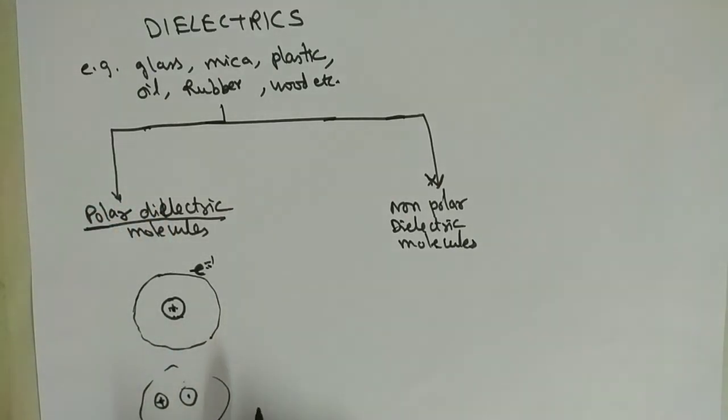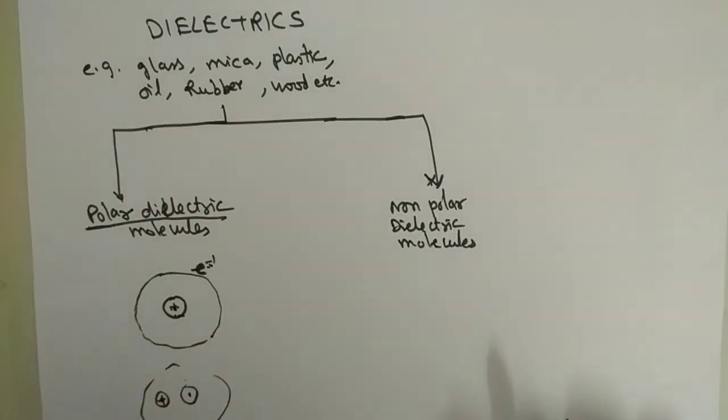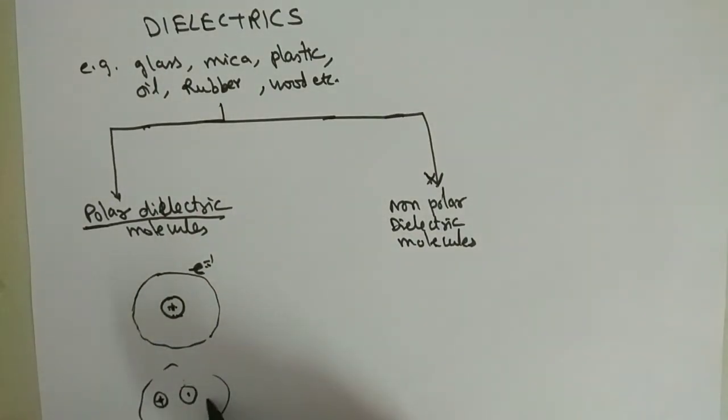So a simple definition you should learn: a polar molecule is one in which the center of gravity of the positive charge, that is the protons, does not coincide with the center of gravity of the negative charge, that is the electrons, and these two centers of gravity are separated from each other by a finite distance. So we can say it is a polar dielectric molecule.